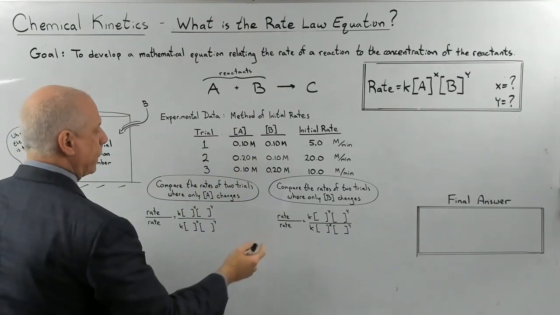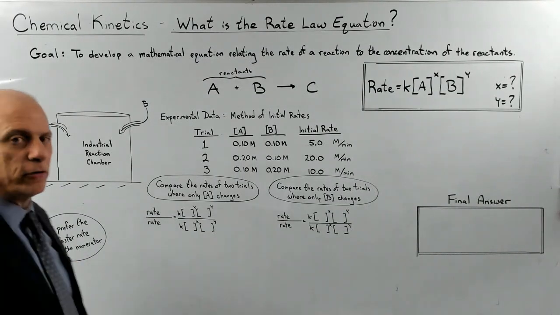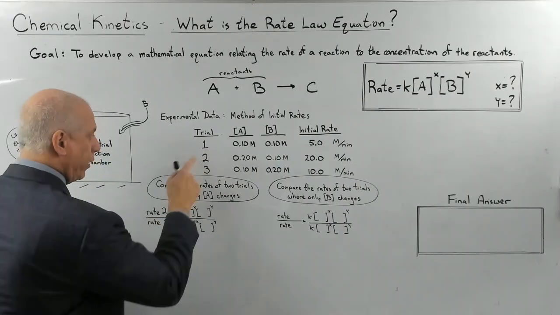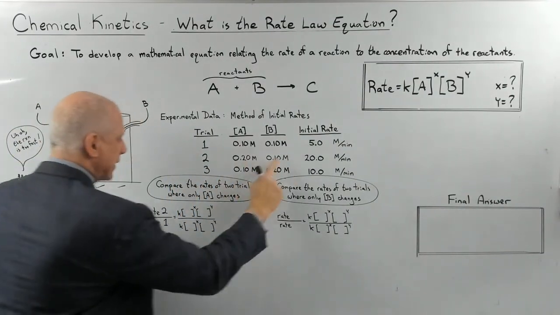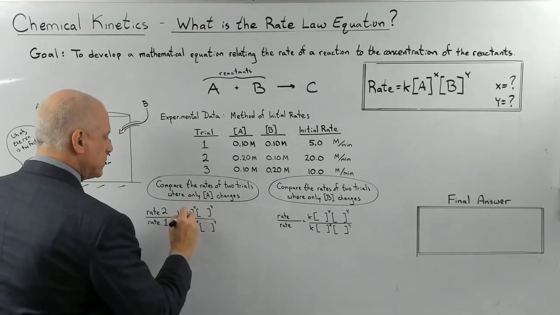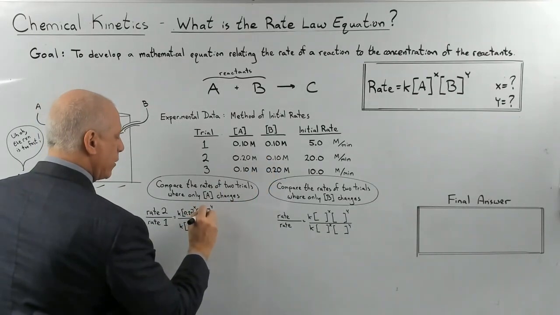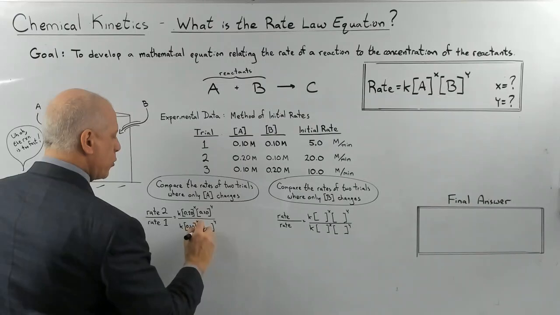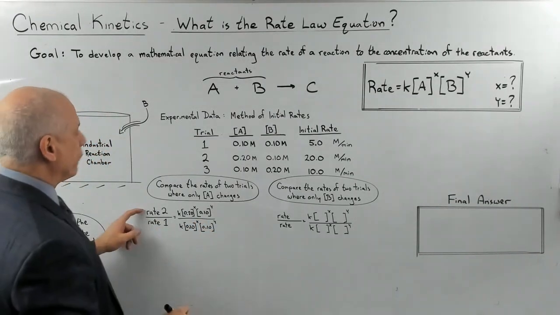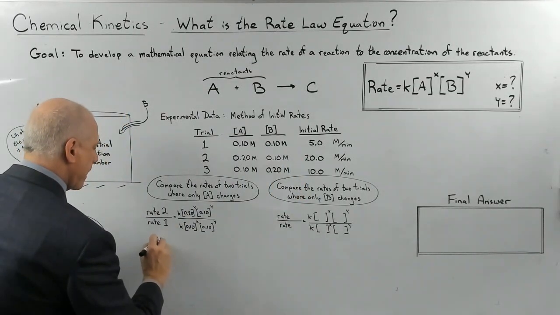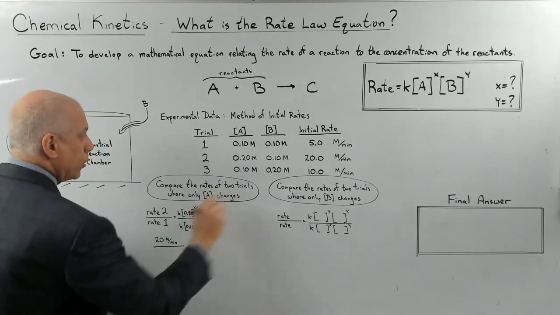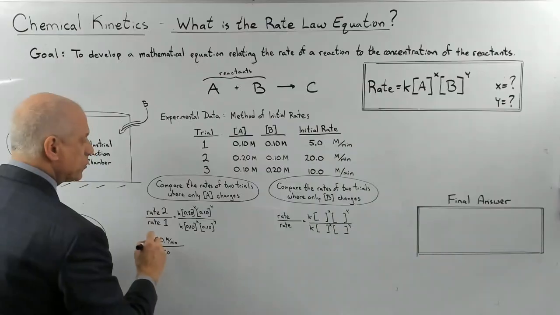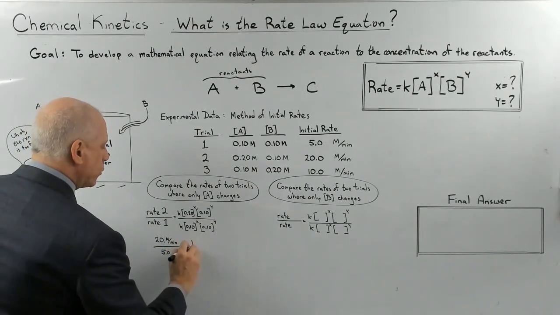Where only A changes. Now, I prefer to put the faster rate on the top, in the numerator. So we're going to look at the rate of trial 2 to the rate of trial 1. In trial 2, we're going to use these reactant concentrations. The concentration of A was 0.20, the concentration of B was 0.10. And in trial number 1, the concentration of A was 0.10, and the concentration of B is 0.10. Now, the rate of trial 2 was 20 molarity per minute, and the rate of trial 1 was 5.0 molarity per minute. We should be correct with significant digits, so that's 20 with a decimal point there.